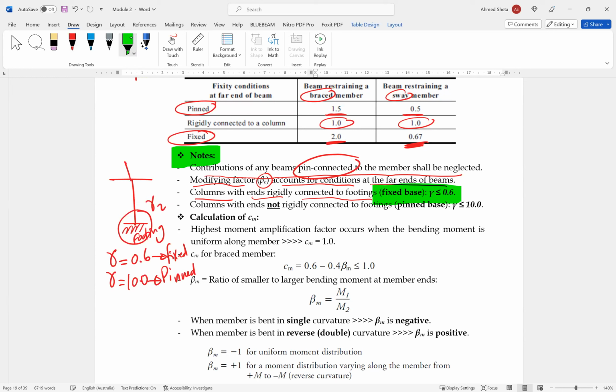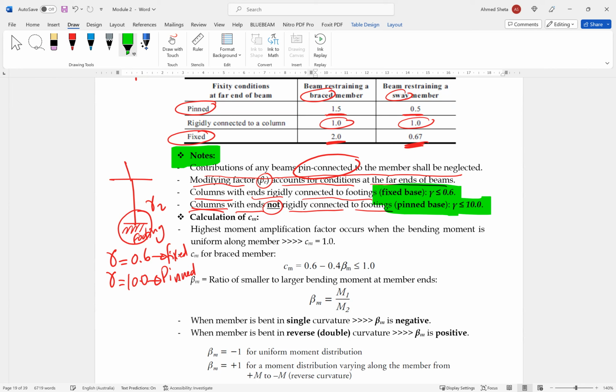So as you can see here, if the columns with ends are not rigidly connected to the footing, or we can say pinned base, then gamma will be equal to 10.